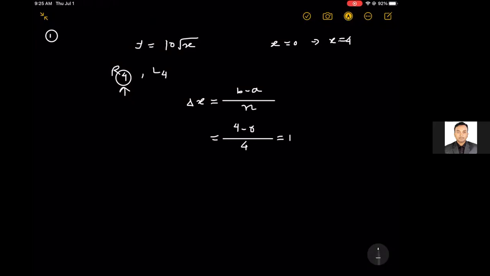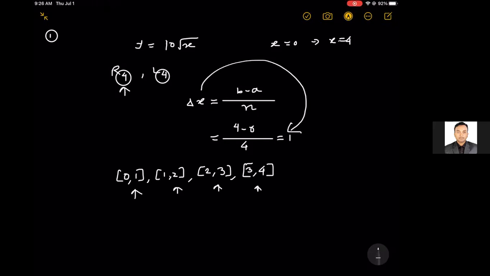Okay, so we start doing that. So the first subinterval would be 0, 1. The second subinterval would be 1, 2. Third one would be 2, 3. And fourth one would be 3, 4. So we have successfully found 4 subintervals because it said 4. So we need to have 4 subintervals. And we have also made sure the length of each of the subintervals is 1, which is also true for all of this.